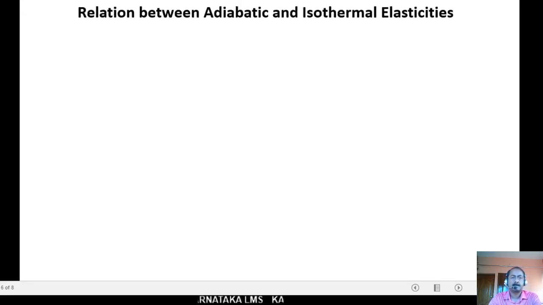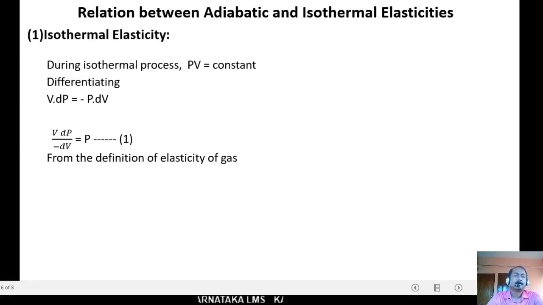Dear students, let us see the relation between adiabatic and isothermal elasticities. First one is isothermal elasticity. For this, you take the isothermal process. The equation relating to this is PV equals constant. On differentiating this, we get equation 1. Here the entire steps are the same as we discussed in the previous slide.